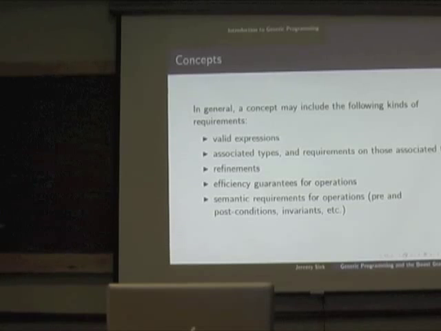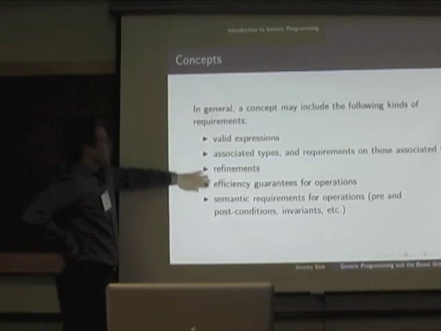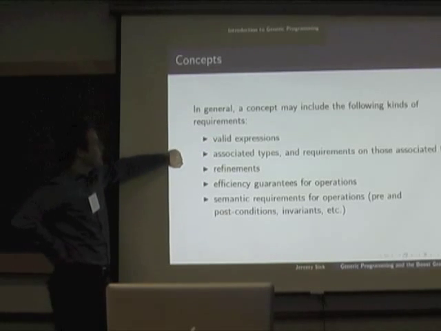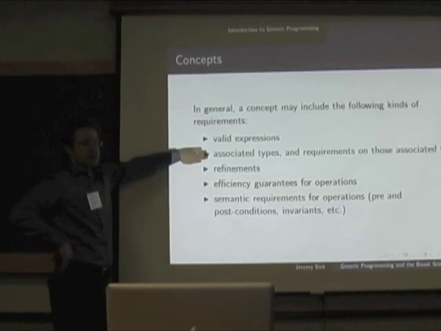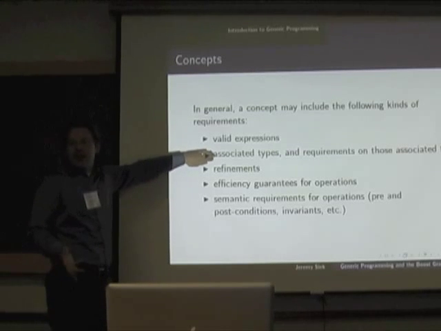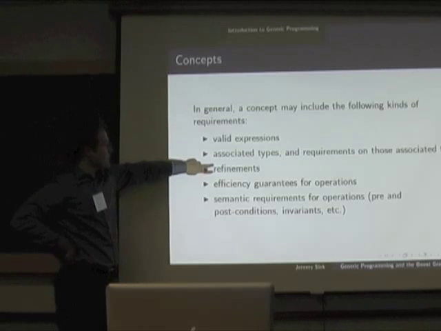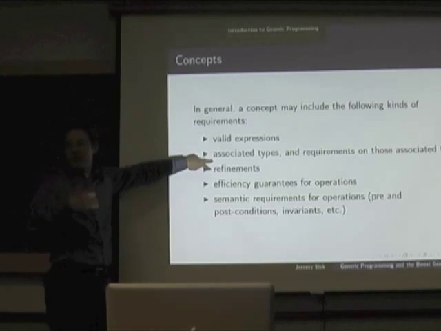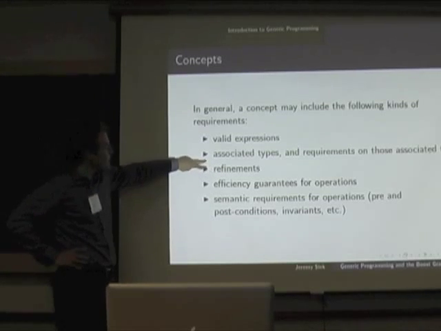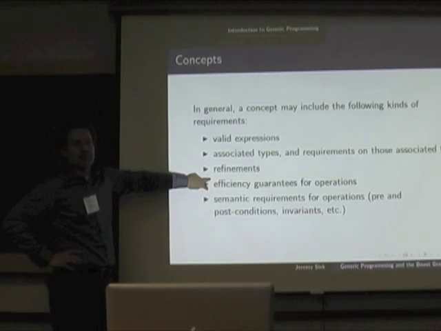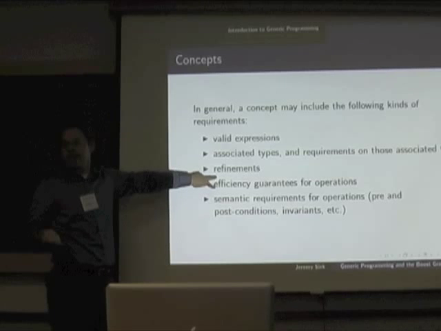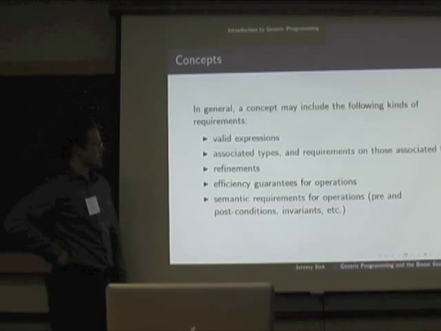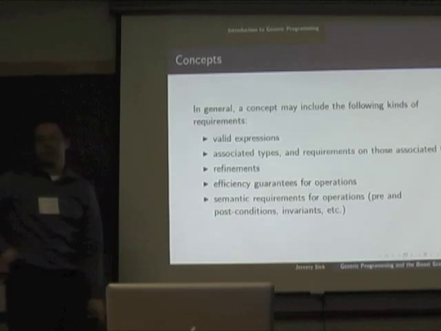So in general, these are the kinds of requirements that you can have in a concept. Valid expressions say what kind of operations you want to require. Associated types are where you declare that an iterator has a value type or a difference type. You can use refinements, which is where the inheritance comes in. You can say bidirectional iterator is a forward iterator and pull in all those requirements. Then there are efficiency guarantees for the operations, like plus plus is constant time, dereference is constant time. And then the semantic requirements, things like pre and post conditions or invariants.